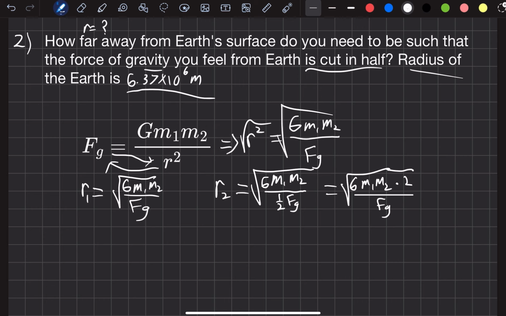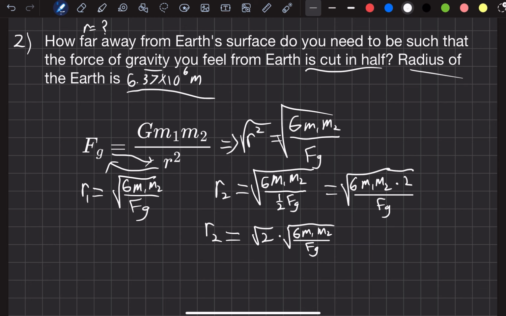And now I'm going to rearrange this a little bit. If you remember from your algebra classes, we have things being multiplied inside the radical. Well, multiplication follows the commutative property. I can switch the order any way I want. Also, I can take that 2 inside of the radical and bring it out of the radical, but in its own radical. Let me show you what I mean by that. We can take square root 2 times the square root of this G m1 m2 all over the force of gravity. So that's what R2 equals.